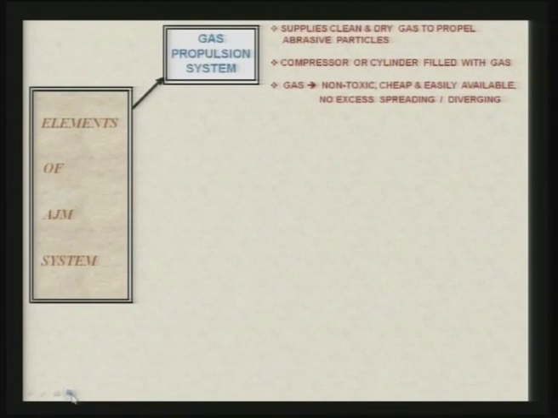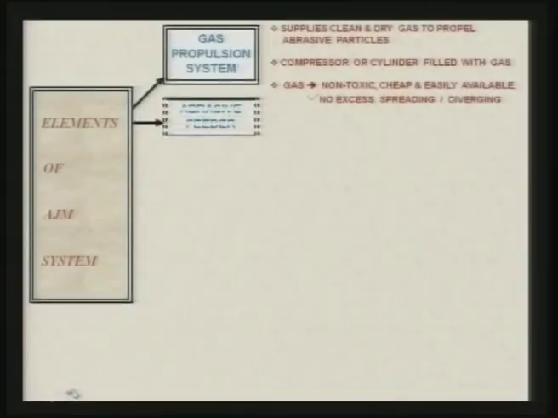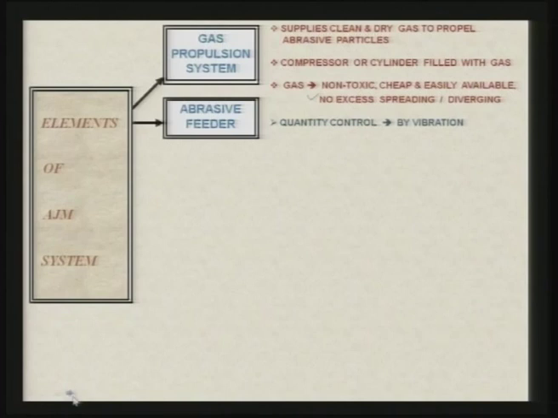If you are using a gas other than air, you can use some other gases also, but those gases should be non-toxic in nature, cheap and easily available, and it should not have excess spreading or divergence, otherwise the size of the cavity that you are forming on the workpiece will be difficult to control. Second element is the abrasive feeder. With the help of the vibratory mechanism, as I just mentioned, you can control the quantity with the help of the vibration.